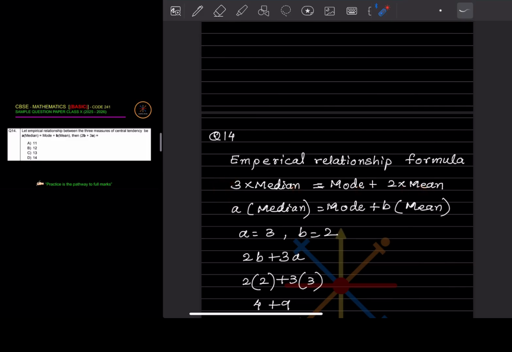So now, given in the question is A into median is equal to mode plus B into mean. When we compare this, we can see that here A is 3 and B is 2. So A is 3 and B is 2. So we have to find the value of 2B plus 3A.